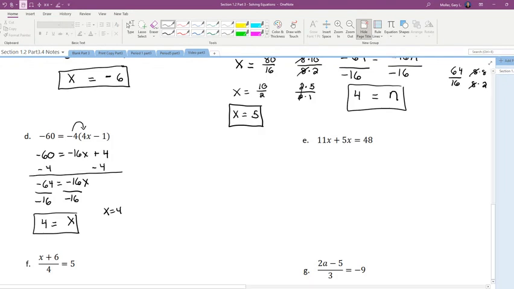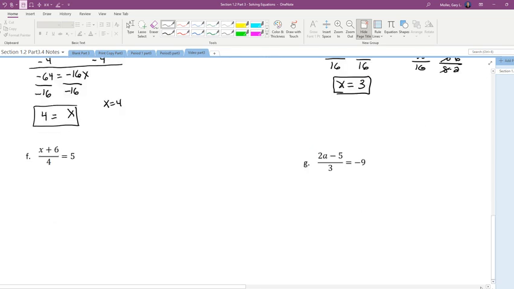11x plus 5x, we can actually do that math. And that gives me 16x equals 48. And now I'm just going to divide or multiply by the reciprocal. I'll show division this time. And I get x equals 48/16, which is going to be 3, I believe. And if you're not sure, we just got to approach it. 48 is 8 times 6. 16 is 8 times 2. So the 8's cancel. 6 divided by 2 is 3.